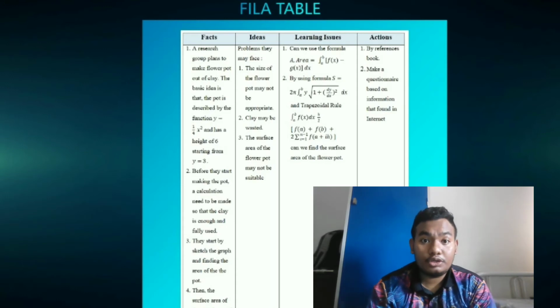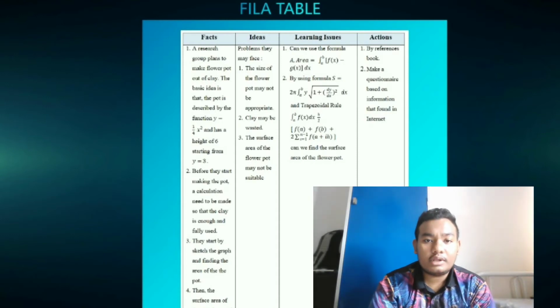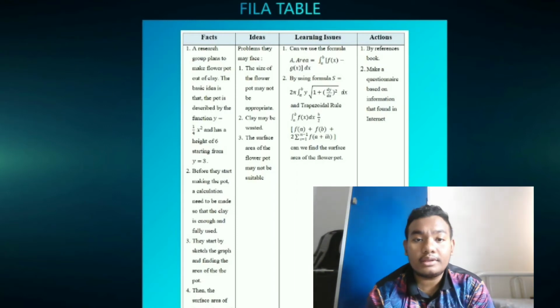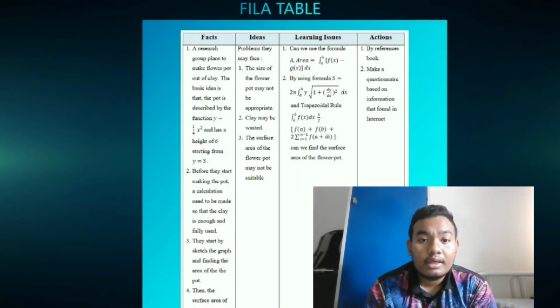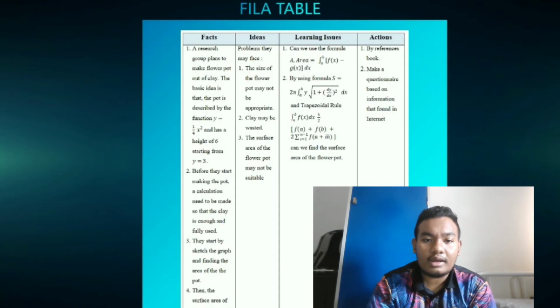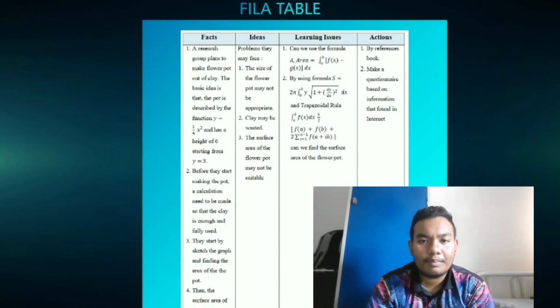Okay, for the learning issue, we must use integration formula to get the area. And firstly, we must use the surface area formula and the trapezoidal rule, so we can find the surface area of the flower pot. And for the action, the references we get are from the book and from the internet, and we match the questionnaire based on information found on the internet.